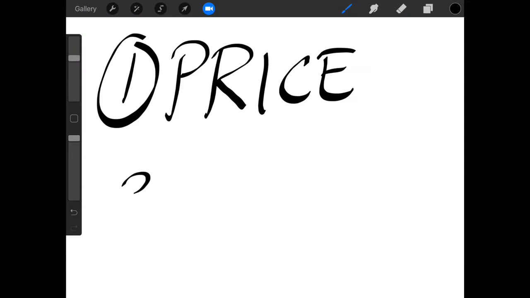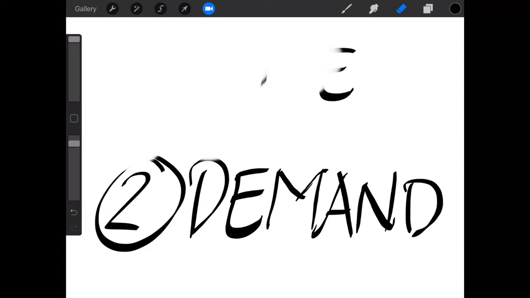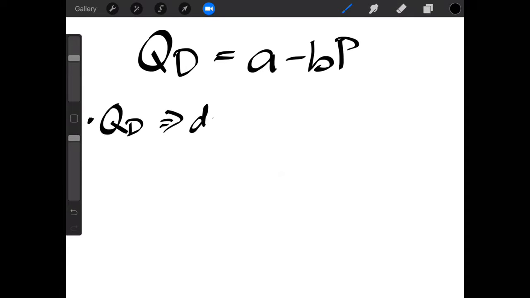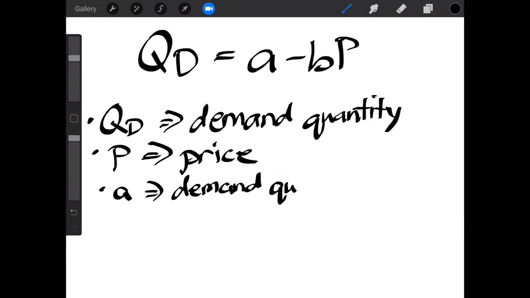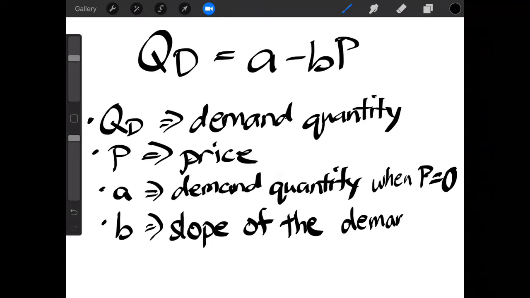Economics has two most basic components, which are the price and the demand. In this video, we will be showing that these two show a linear function or a linear relationship. For this, we will be using the demand equation, which is QD equals A minus B times P, where QD is the demand quantity, P is the price, A is the demand quantity when the price is equivalent to 0, and B is the slope of the demand curve.